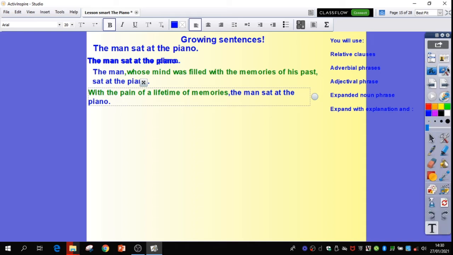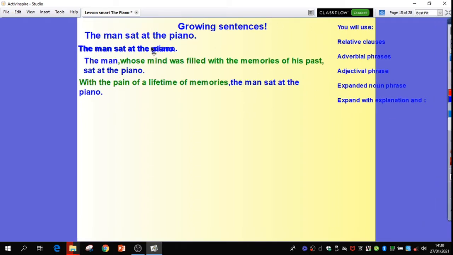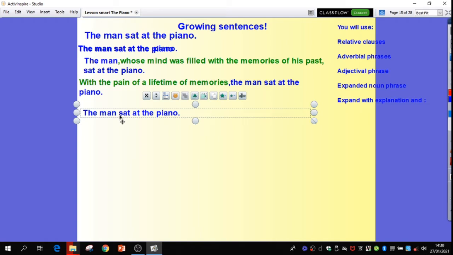So the next thing I need to do is an adjectival phrase. I really struggle with saying adjectival phrase. I have to think about it. Now, an adjectival phrase is a posh word for saying adding adjectives to your phrase. So you know that an adjective describes a noun. So I'll go back to the man. Okay.